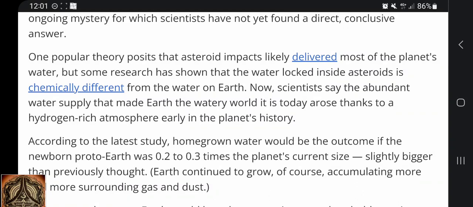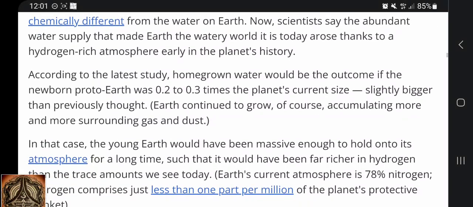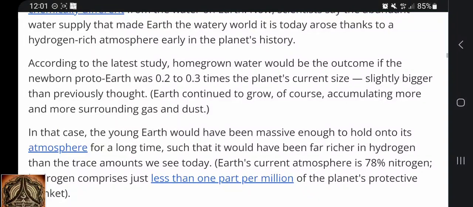One popular theory posits that asteroid impacts likely delivered most of the planet's water, but some research has shown that the water locked inside asteroids is chemically different from the water on Earth. Now, scientists say the abundant water supply that made Earth the watery world it is today arose thanks to a hydrogen-rich atmosphere early in the planet's history. Yeah, it's still hydrogen-rich.